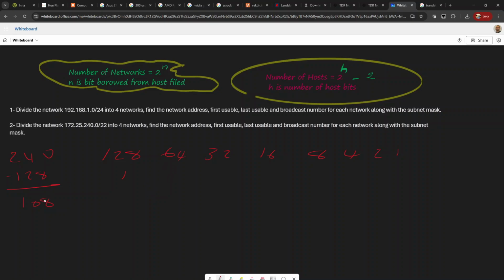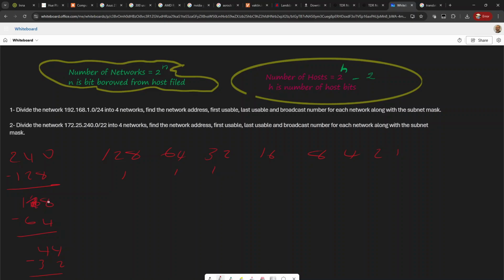Sorry, I think I made a mistake with the subtraction. 240 minus 128 is 112, it's 112 here.